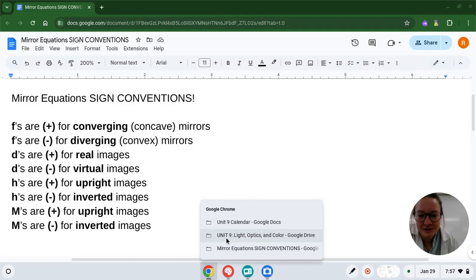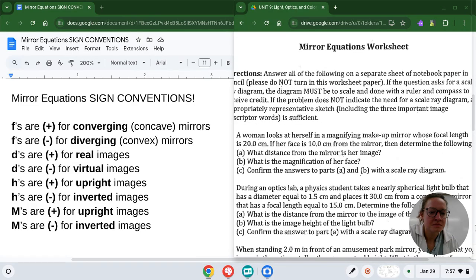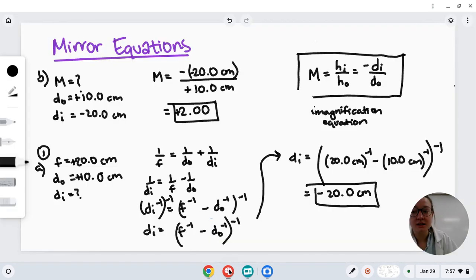Okay, here we go. If you check the question, it says, confirm your answers to parts A and B with a scale ray diagram. Here's what that means. You are going to then, for part C, draw a mirror ray diagram of this situation. And when you draw it, you're going to draw it to scale. Now, this is something that I'm going to be hand wavy with in my video because of my physical limitations and the fact that I cannot use a ruler in order to do this kind of problem, but you would have to use a ruler in order to do this kind of problem. Here's what you would do for part C.